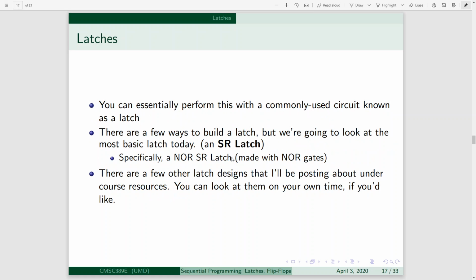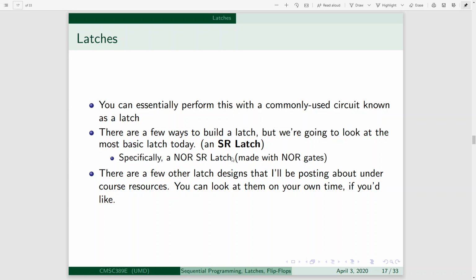But here's the key: you can essentially perform this whole operation with a commonly used circuit known as a latch. That's the key there. A latch is what allows us to do this. And there are a few ways to build a latch, but today we're going to look at the most basic latch, and that is an SR latch.